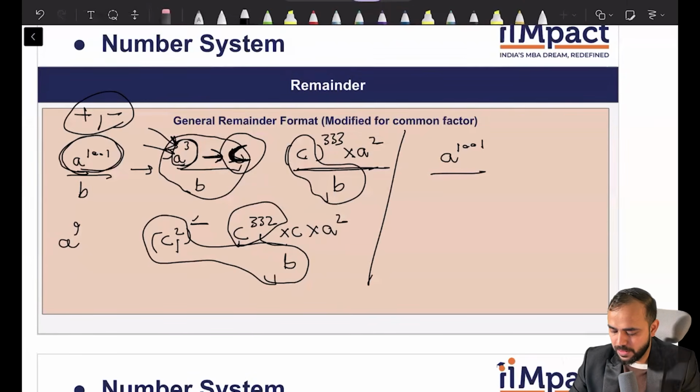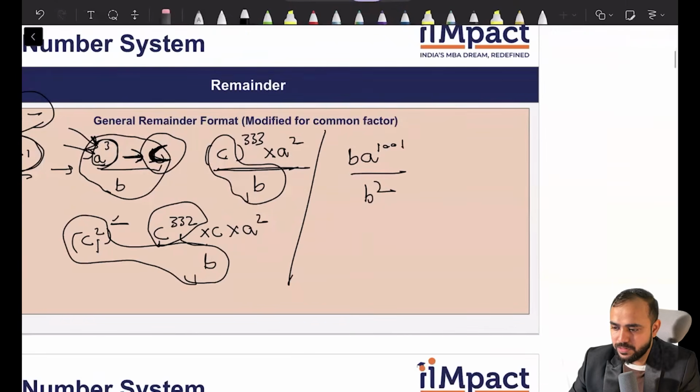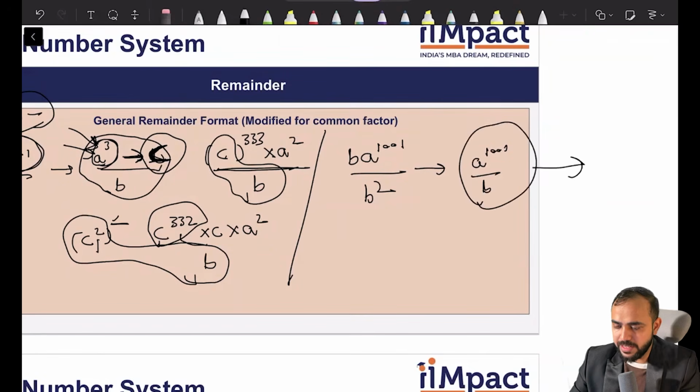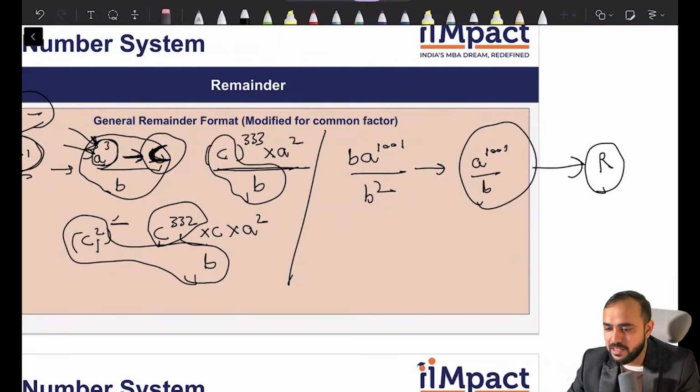What if this was something like b into a to the power 1001 divided by b square? So this is the next level of this question. Just dressing the question in a different way to get people to commit a mistake. So what most people will do is cancel b with b. They will say that this is the question that I have to deal with. They will find the remainder for this. Let's say the remainder for this is r, and they will mark r as the answer.